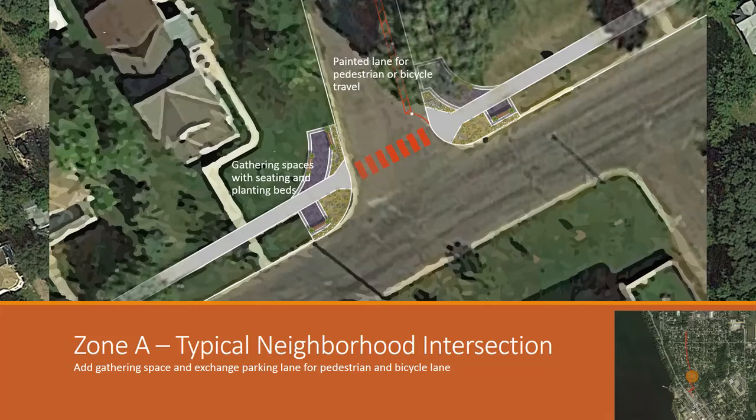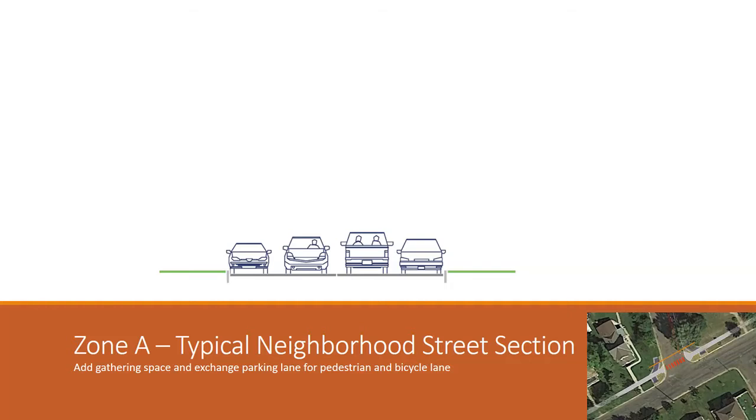A painted lane for pedestrian or bicycle travel will create a little safety and circulation throughout the neighborhood, and a crosswalk for increased safety as well. Here's a street section of that intersection we just looked at. You can see there are 4 lanes for only vehicles and no accommodation for pedestrians.